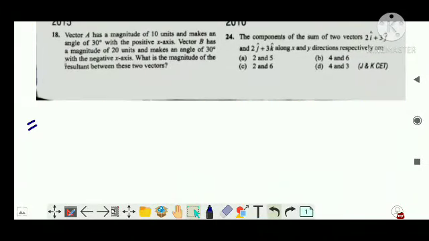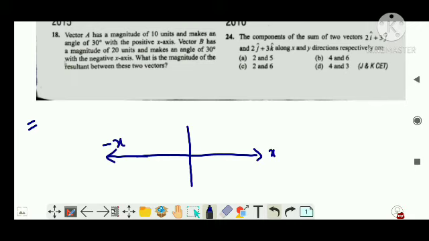A vector a has magnitude of 10 units and makes an angle 30 degree with the positive x-axis. This is the positive axis, let's say this becomes the negative x-axis, right? Now vector a of 10 units is making angle 30 degree with the x-axis, right? And vector b has magnitude 20 units, larger, right? 20 units makes angle 30 degree with the negative x-axis. I read the question before, that's why I drew. You guys have to wait and find the values. Okay, this much clear? And you are asked what is the magnitude of the resultant of these two vectors.